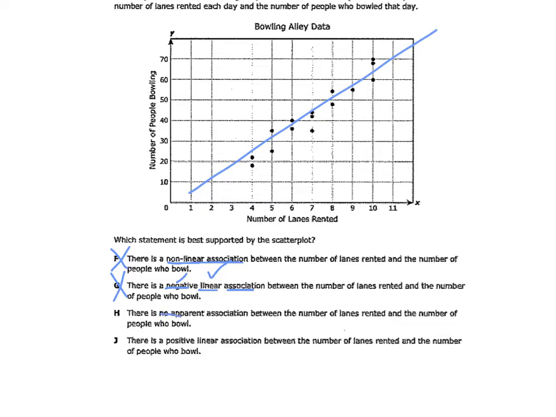H says there's no apparent association. J says there is a positive linear association.